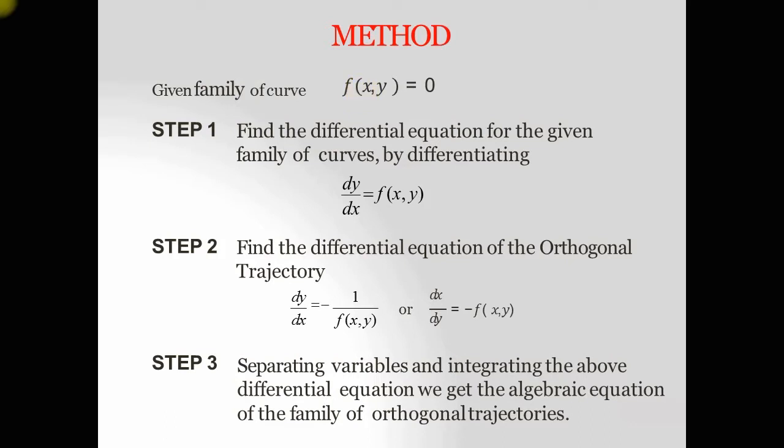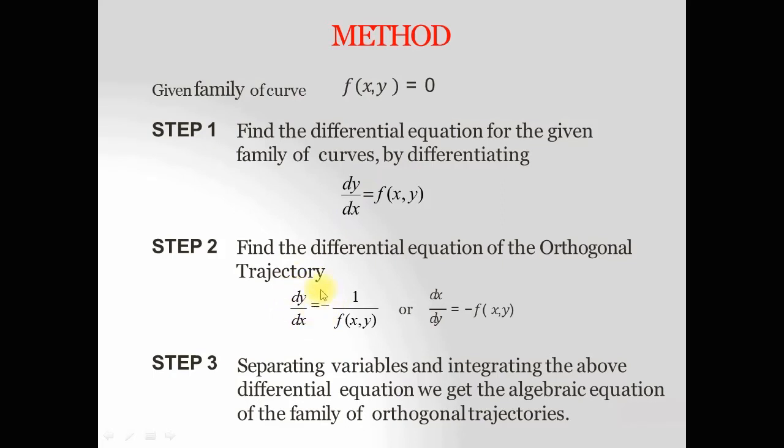So first of all, differentiate the given equation, and then for the orthogonal trajectory, find the differential equation of the orthogonal trajectory by taking the negative reciprocal of this differential equation, because this is the slope of the first family of curves. This is the differential equation of the first family of curves, and this is the differential equation of the second orthogonal family of curves.